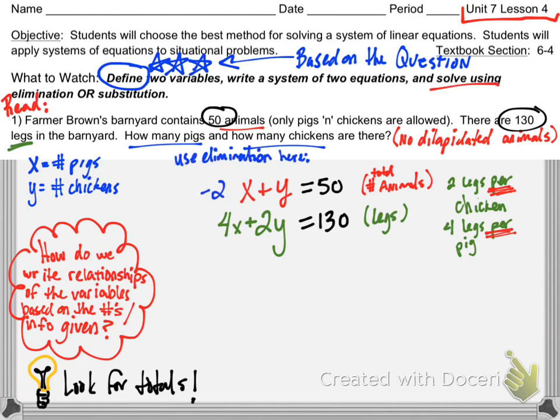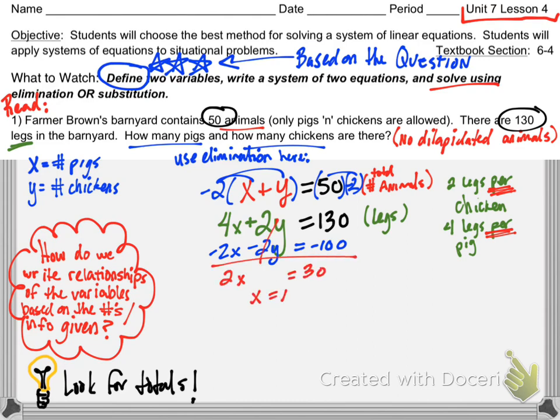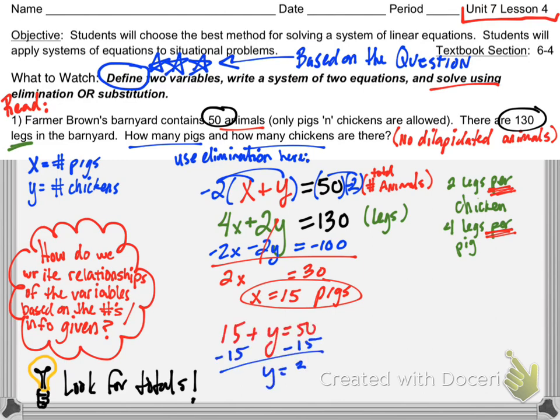Now we have a system of equations, and we're going to use elimination method to solve, which was the last lesson that we learned. Multiply the top equation by a -2, so the y's cancel out. Gives us x equals 15 pigs. Plug that back in, and we get 35 chickens.